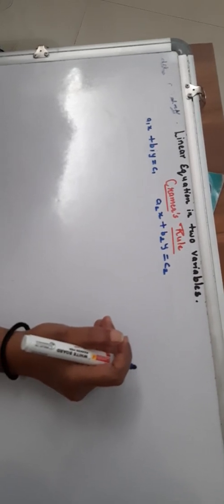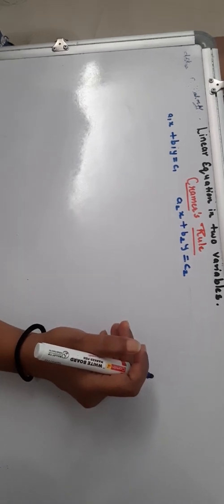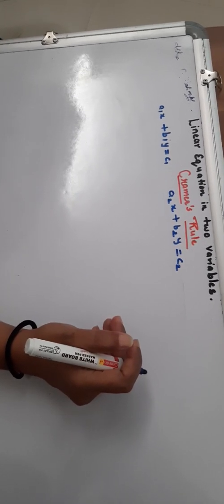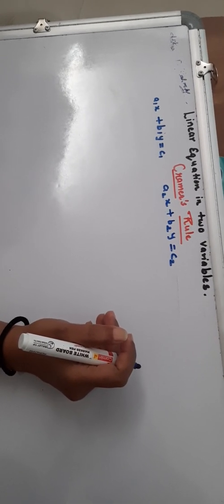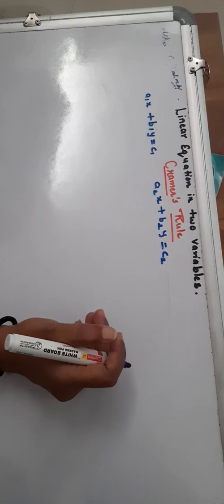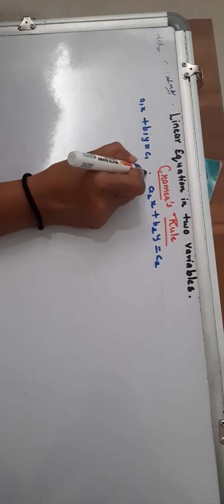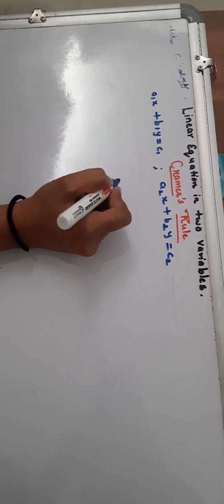Hello, today we are going to learn the subtopic Cramer's rule of linear equation in two variables. For Cramer's rule, we require two general equations. The two general equations are a1x plus b1y equal to c1, and the other equation is a2x plus b2y equal to c2. These are general equations. First we will solve with the general equation, then we will go to the examples.